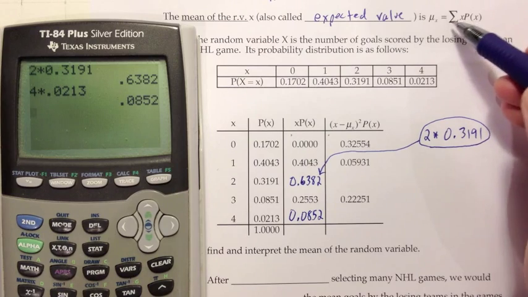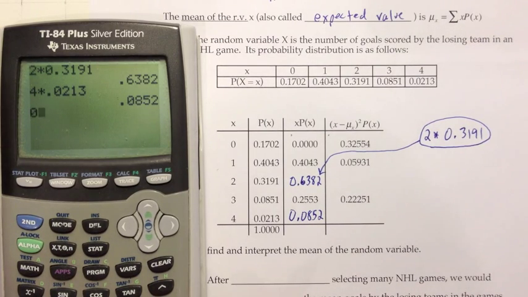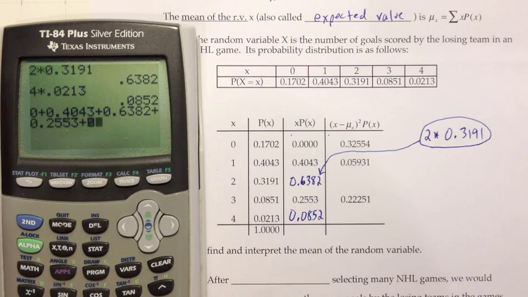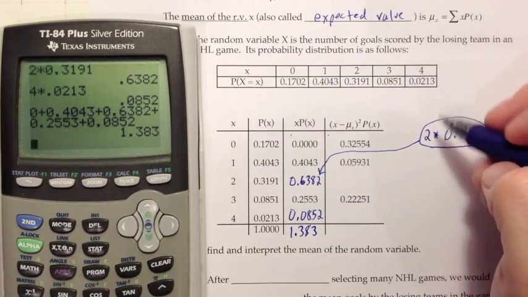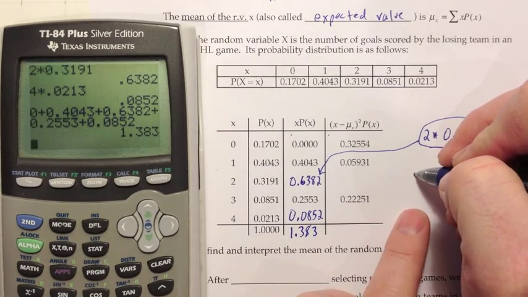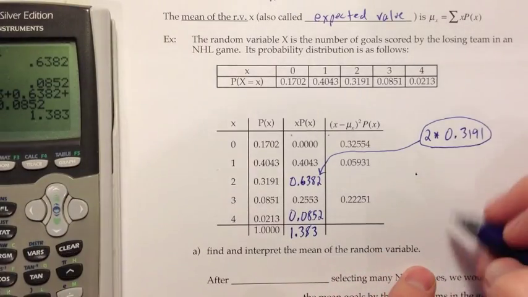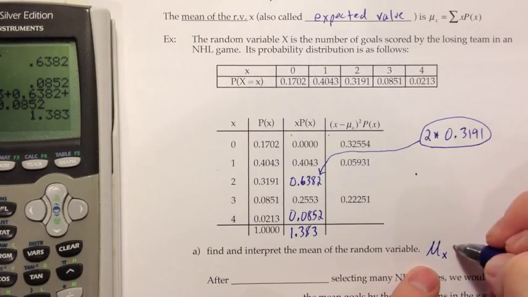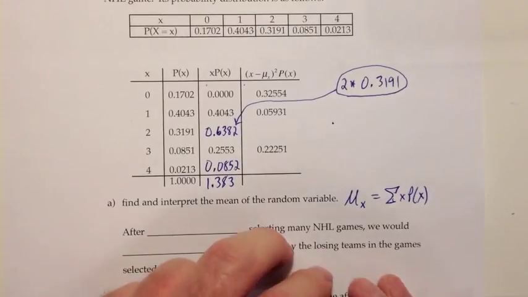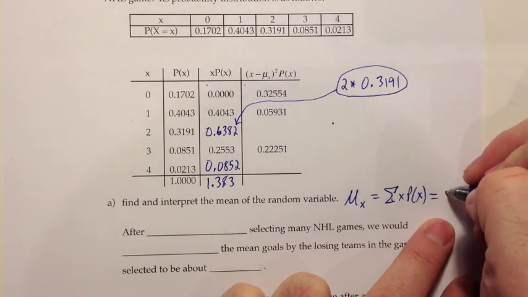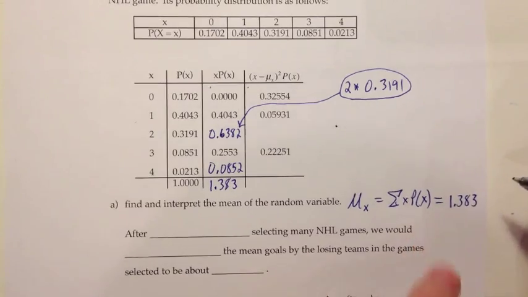so all that's left to do is the sigma, or the sum. So now I'm just going to add vertically 0 plus 0.4043, and so on. And when I add that up, I get 1.383, and that would be the mean of the random variable. So I guess we can do that right down here. Find and interpret the mean. The mean of x is the sum of the x p of x's, and the sum of those x p of x's was 1.383. And they want us to interpret that as well.